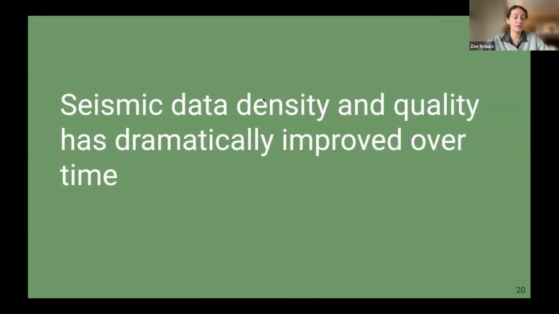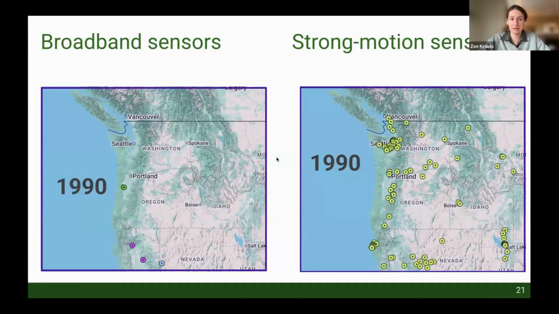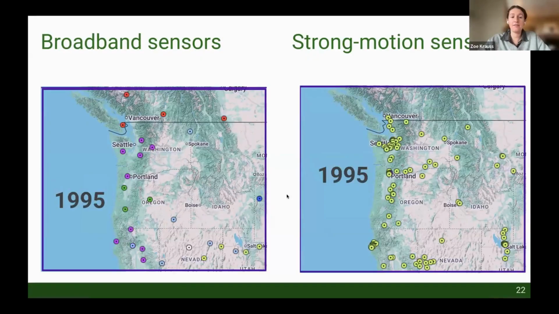Okay, so those are the strong ground motion parameters, but also you can always pull data yourself. Renata wanted to point out how much the data density and quality has improved over time. To really drive that home, I'm going to flip through many years here. Starting in 1990, we have the broadband sensors on the left, strong motion on the right. You can see it's pretty sparse to begin with. By 1995, we maybe start to fill out a bit more azimuthal coverage.